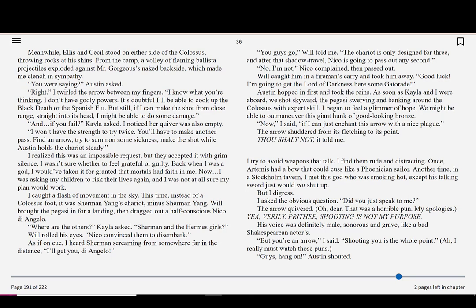Austin hopped in first and took the reins. As soon as Kayla and I were aboard, we shot skyward, the Pegasi swerving and banking around the Colossus with expert skill. I began to feel a glimmer of hope. We might be able to outmaneuver the giant hunk of good-looking bronze. Now, I said, if I can just enchant this arrow with a nice plague. The arrow shook from its fletching to its point. Thou shalt not, it told me.